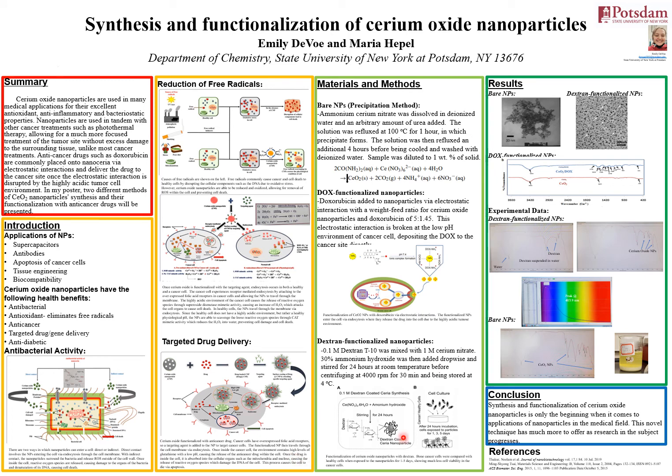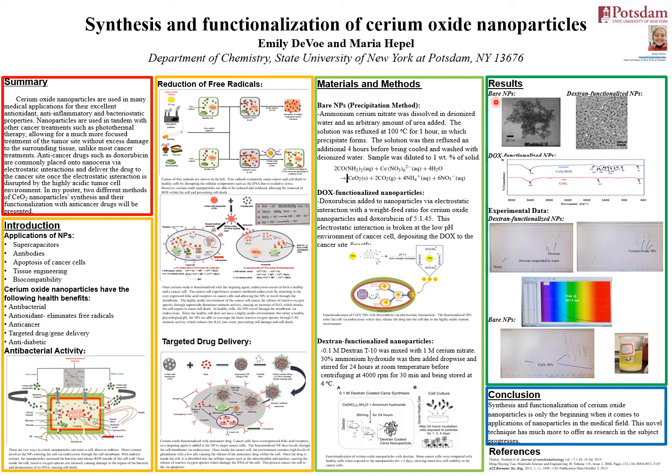Finally, we've got the dextrin functionalized nanoparticles, and as I said before, dextrin is very important for editing the size and shape as well as the biocompatibility of nanoparticles. The dextrin was added to cerium nitrate and ammonium hydroxide dropwise. Then it was stirred for 24 hours at room temperature, centrifuged at 4,000 RPM, and then stored at 4 degrees Celsius. The results are over here.